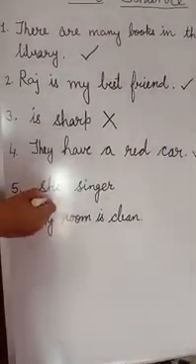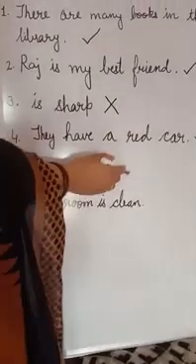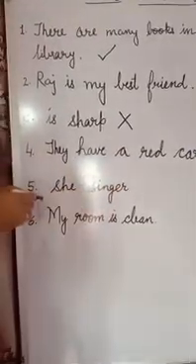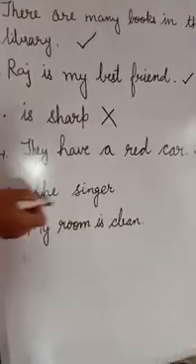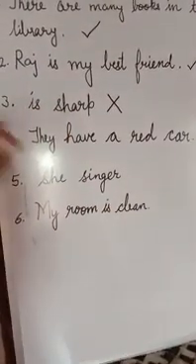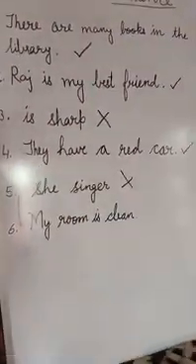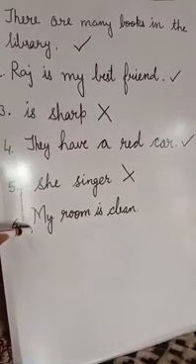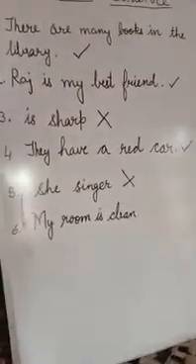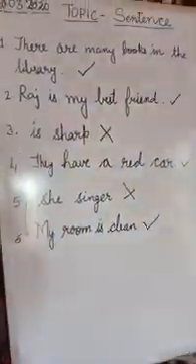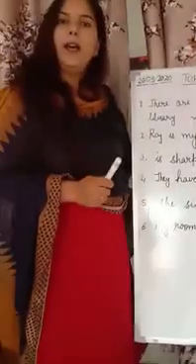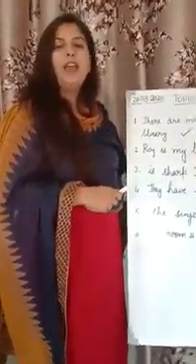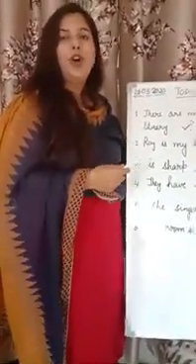Now see number 5. She singer. This is not a sentence because this is an incomplete sentence. It does not begin with a capital letter nor does it end with a full stop. So what we will do? We will put a cross here. Let's see the last one. My room is clean. These group of words makes a complete sense. It starts with a capital letter and ends with a full stop. So it is a sentence. I hope children you are clear with what is sentence, and if the question have been given to you, you will be able to solve whether the sentence is correct or wrong.